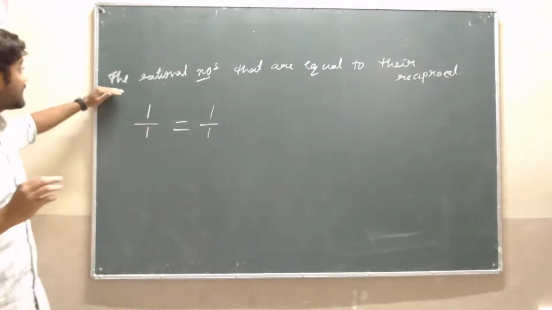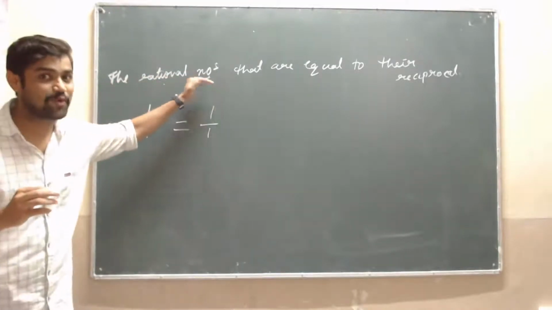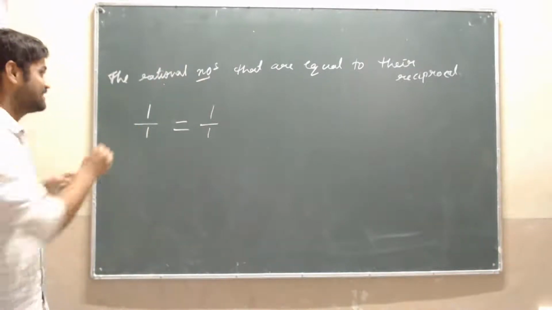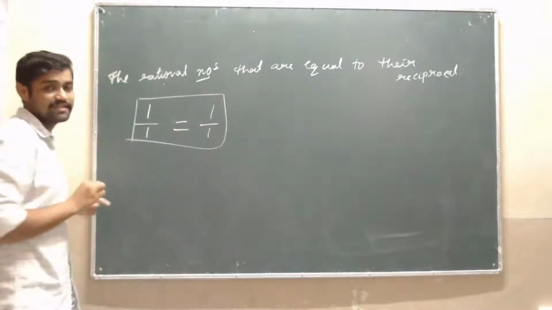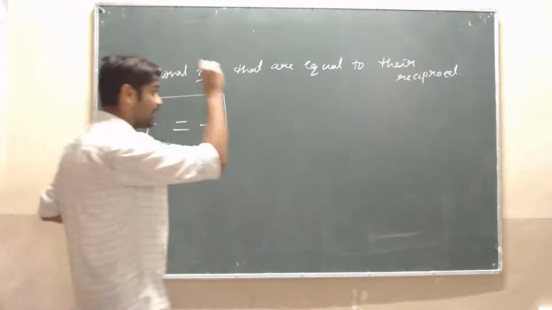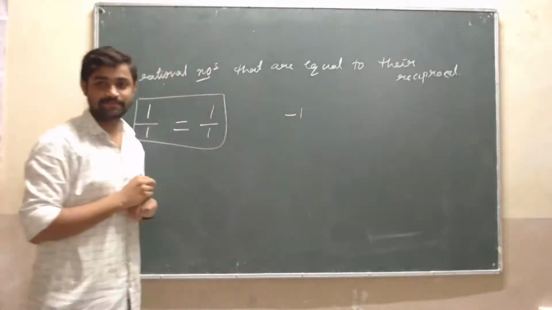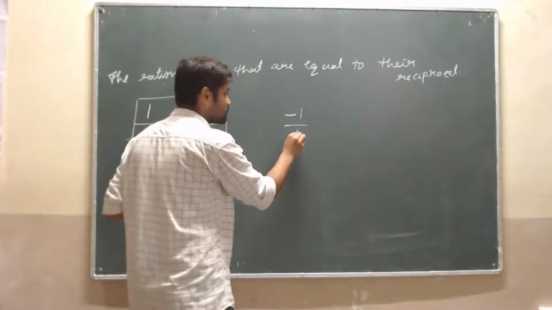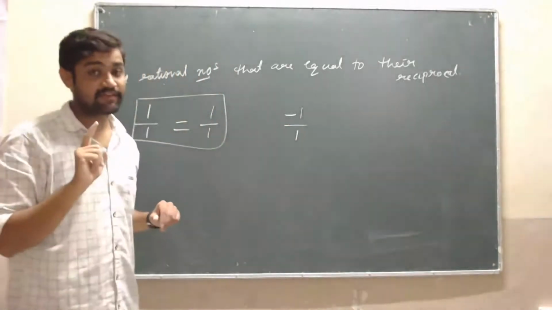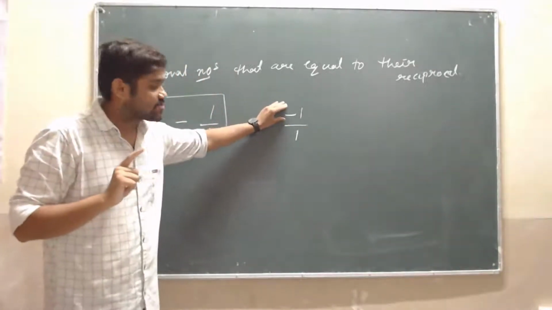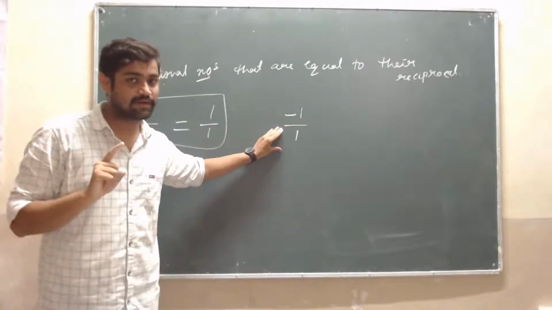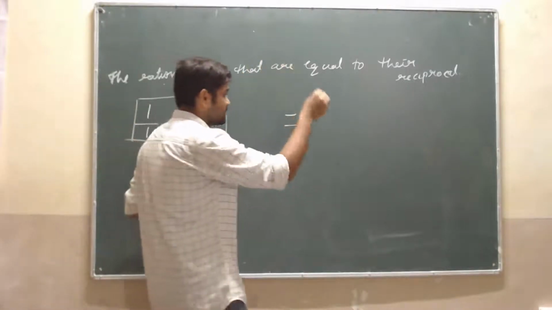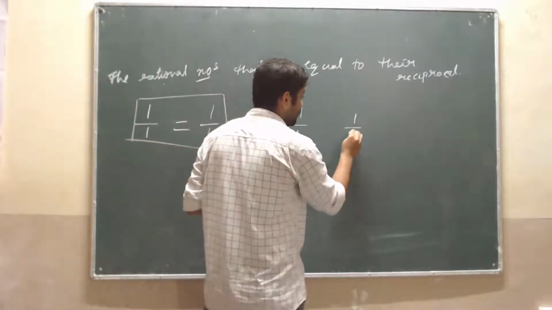One more thing: the question says rational numbers, in plural form. So one more number is there. What is that? 1 is the first one, then we have minus 1. Let's check here. Minus 1 is the integer, minus 1 by 1 is the rational number. Are you getting my point? Whether this is equal to its reciprocal or not, we have to check. What is the reciprocal of this? That is 1 by minus 1.